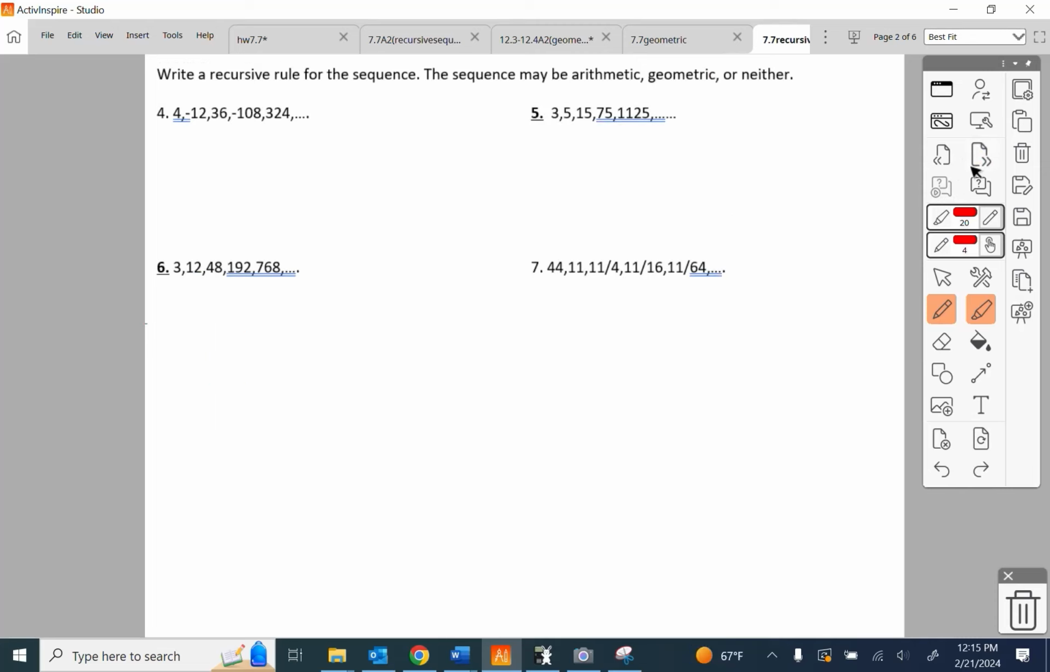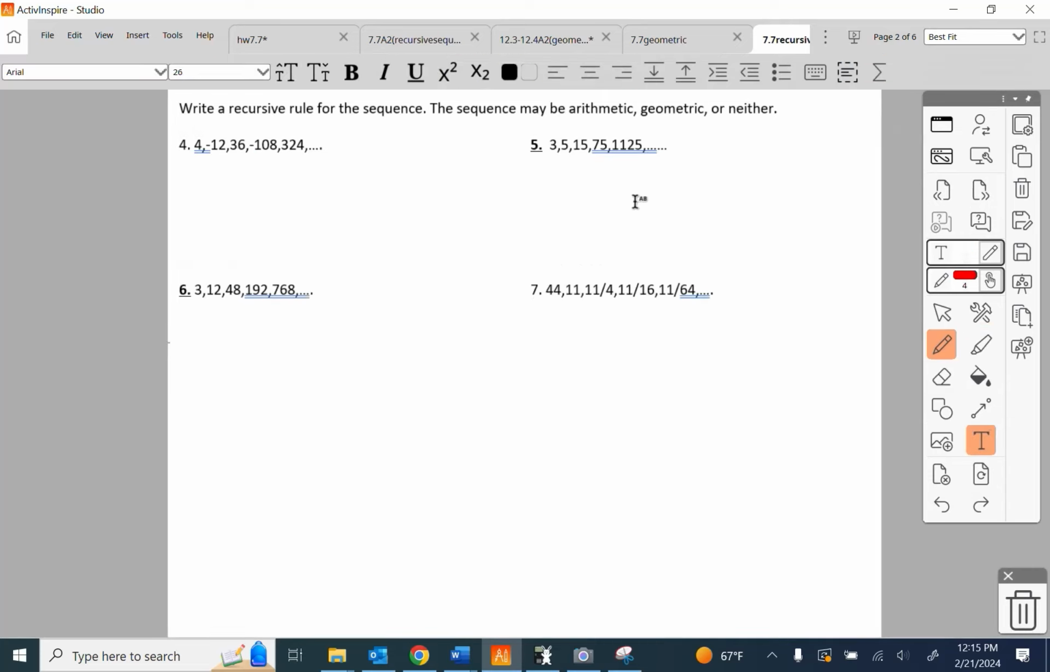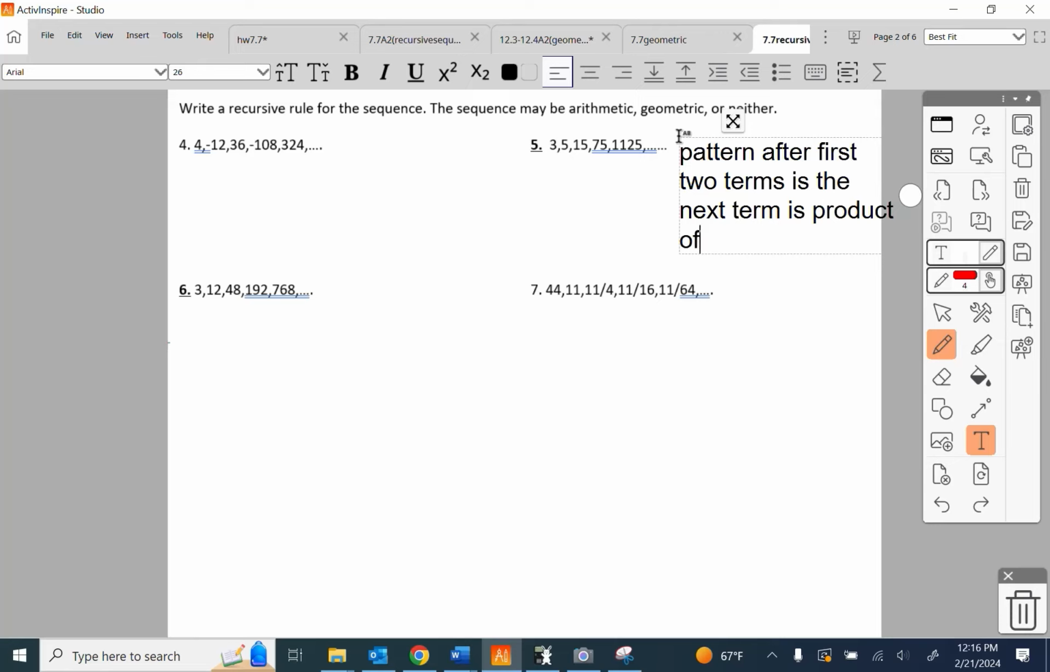Write a recursive rule for the sequence. The sequence might be arithmetic, geometric, or neither. Obviously, I'm going to be better at finding patterns than y'all are. But I noticed that the pattern, and this happens after the first 2 terms, is the next term is the product of the previous 2. So like, look here, 5 times 15 yields 75. 15 times 75 yields 1125. That's the pattern, all right?